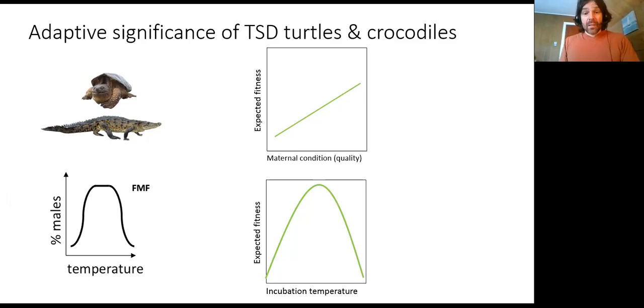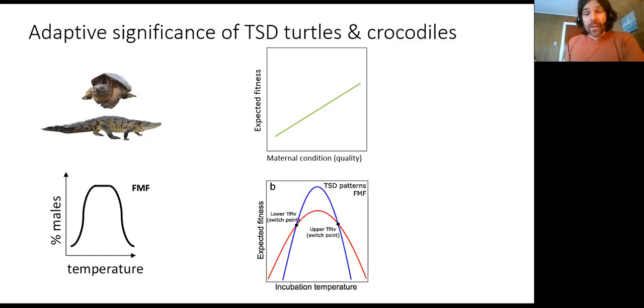But when we break this expected fitness relationship with incubation temperature down into something more sex specific, it becomes apparent that males might do an awful lot better in those high condition, Goldilocks environments. Here, both male and female fitness are highest in the average environment. It's just that males stand to gain an awful lot more from that high quality environment because they're going to have high quality phenotypes that are able to mate with a number of different females. Female fitness is still highest in that environment, but not nearly as high as that of the males.